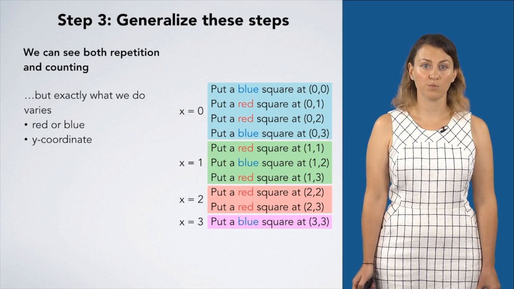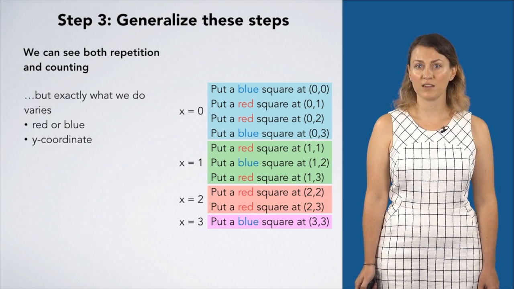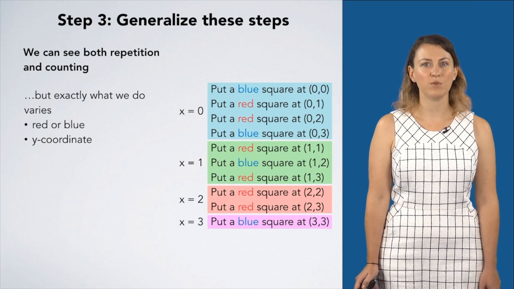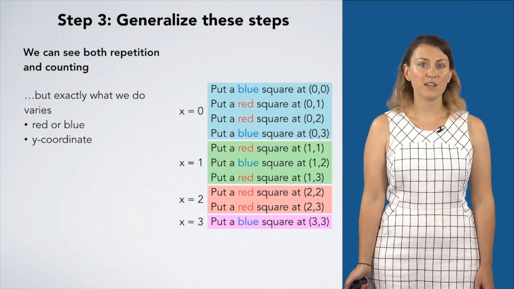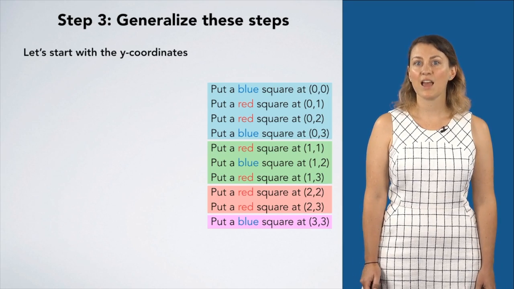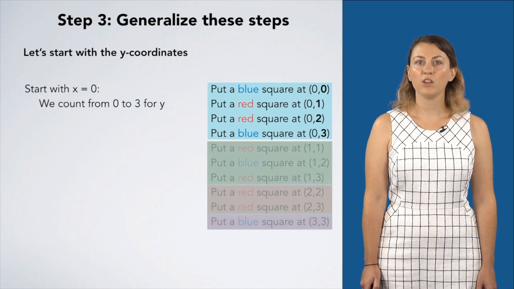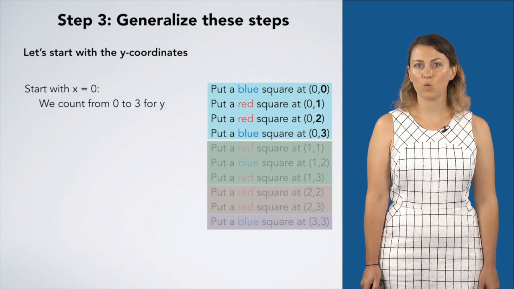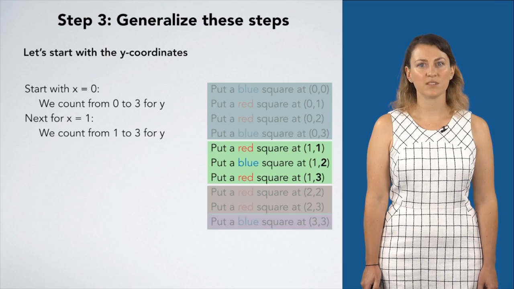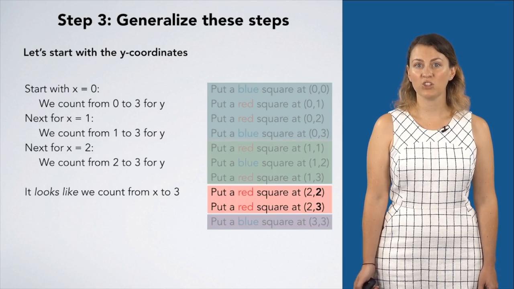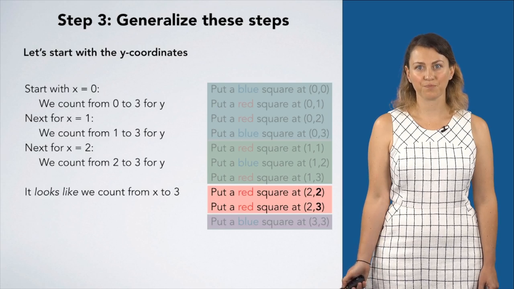We color the squares blue, red, red, blue for x equals 0, or red, blue, red for x equals 1, so the color pattern is something we still have to figure out. Also, how many steps and the y-coordinate of each varies. Let's look at the y-coordinates first, coming back to the colors in a minute. If we look at this first group of steps, we see that the y-coordinates go from 0 to 3. If we look at the second group of steps, we see that the y-coordinates go from 1 to 3. And in this third group, 2 to 3. So it looks like, in general, we're counting from x to 3.